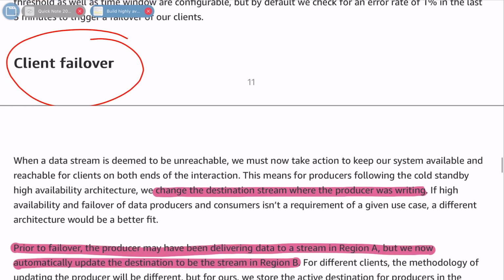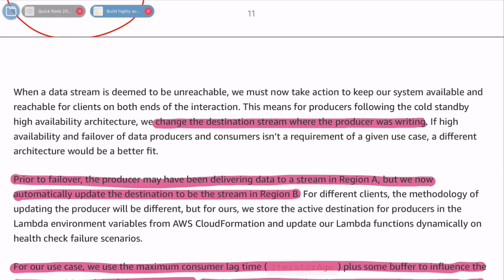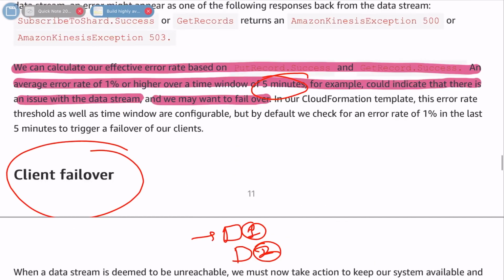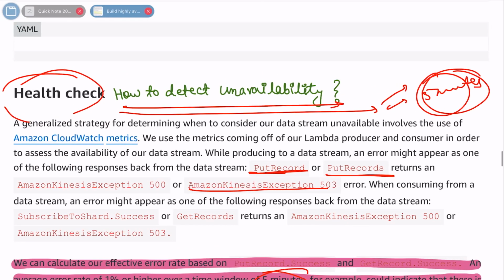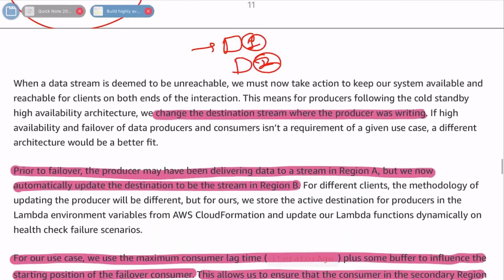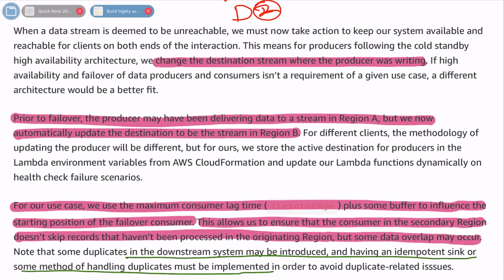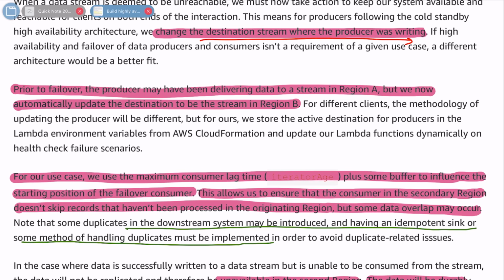Now let's discuss client failover. How will you change the destination specifically from region 1 to region 2? This is region 1, this is region 2. So you will have to introduce the client failover as well. Once the health check finds that the system is unavailable, the Kinesis data stream is unavailable, you will have to fail over to region 2. What you can do, you can change the data stream location where the producer was writing, and this you can actually do by configuring your CloudFormation template so that your resources are provisioned there.